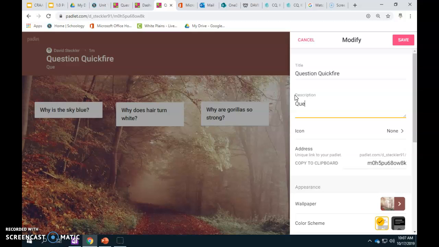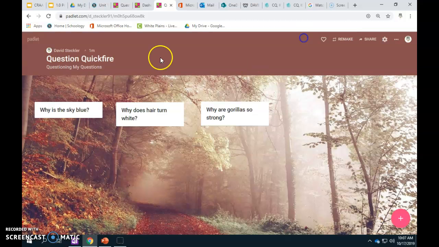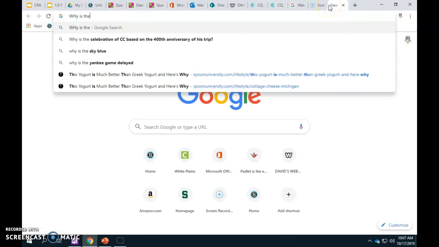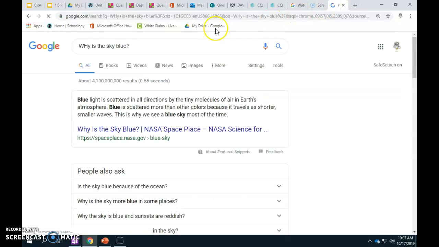So questioning my questions. This is an activity where you guys are going to use Google, and you are going to try and literally find the answers to the questions that you've asked. So as to why is the sky blue, if you were going to try and find the answer to this, you'd go over to Google and you type in, why is the sky blue? And your goal is to create a question about your question.